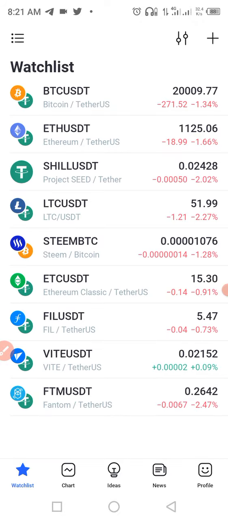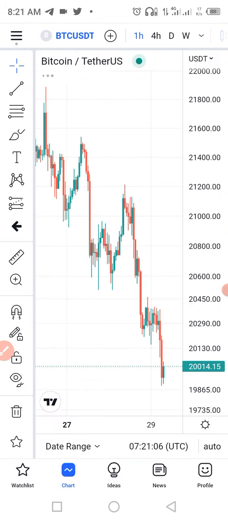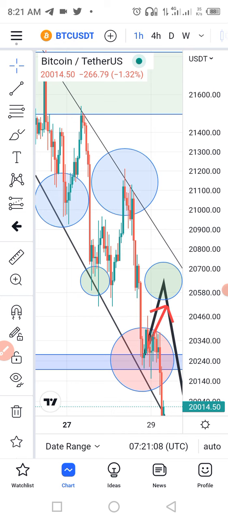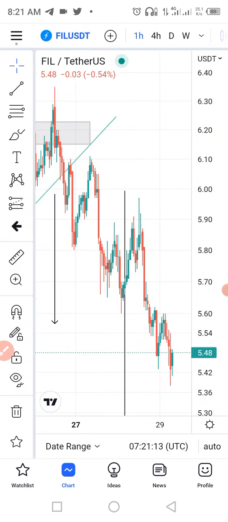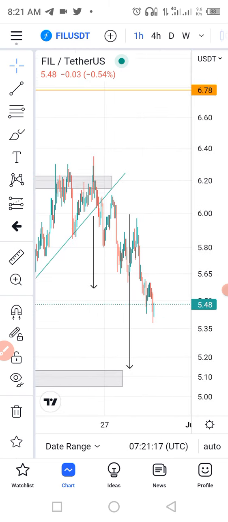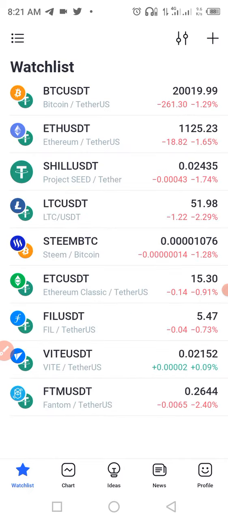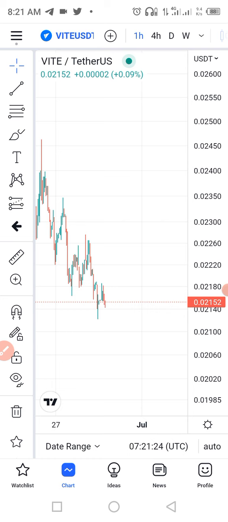So this is my TradingView that's opened. Let me pick BTC so I can explain things to you. Let it load. Yes, this is my BTC chart. Oh sorry, let me find a different chart. All right, so this is one chart I have here.